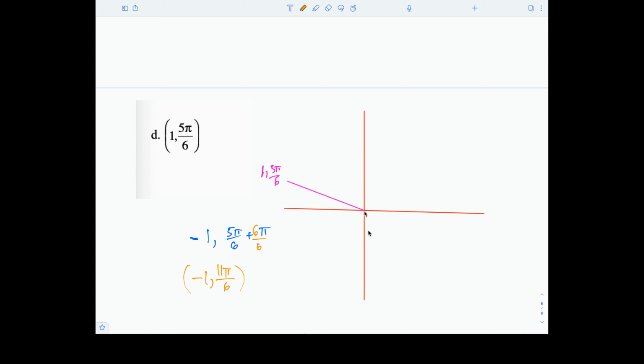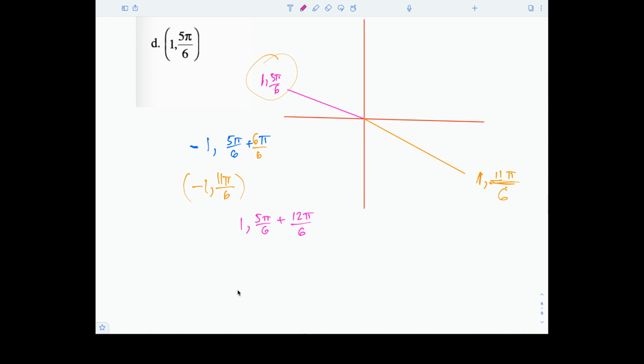So just to be clear, if this point right here is 1 comma 11 pi over 6, and I negate this 1, I'm now over here. So there's one way. And then you could simply add or subtract 2 pi from 5 pi over 6. So I'm going to say 1 and 5 pi over 6, and add 2 pi, or 12 pi over 6, because 12 divided by 6 is 2. This will give me 1 and 17 pi over 6.